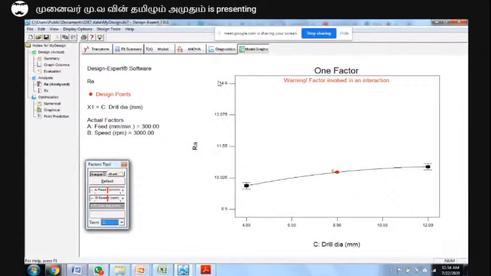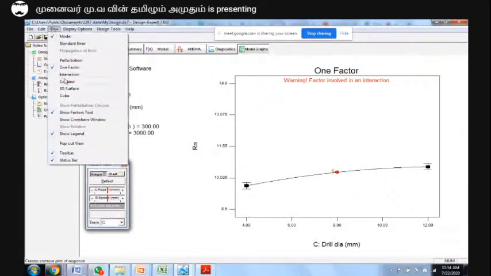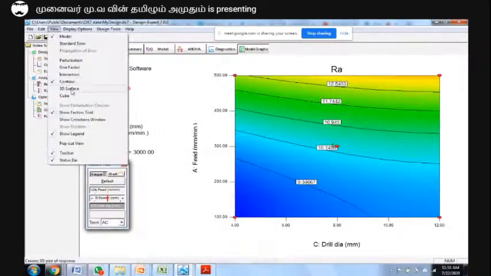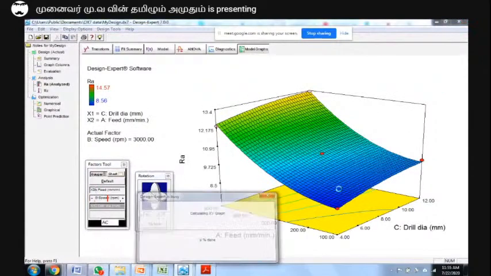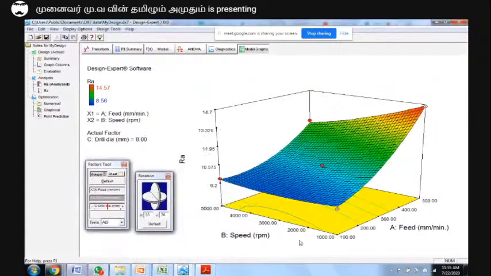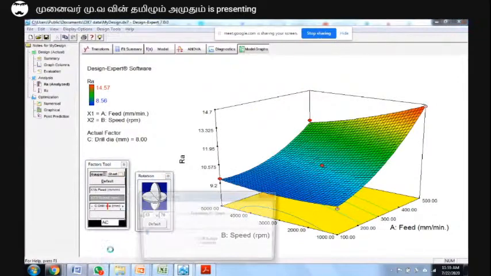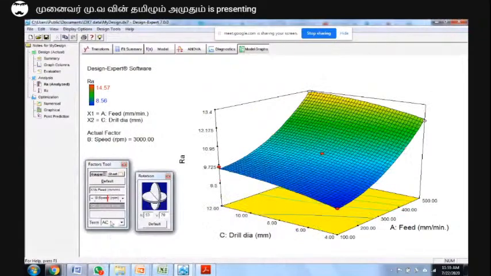We have A and B. In the three-dimensional graph we saw A and B. Similarly, we have to do the analysis with AC and BC.